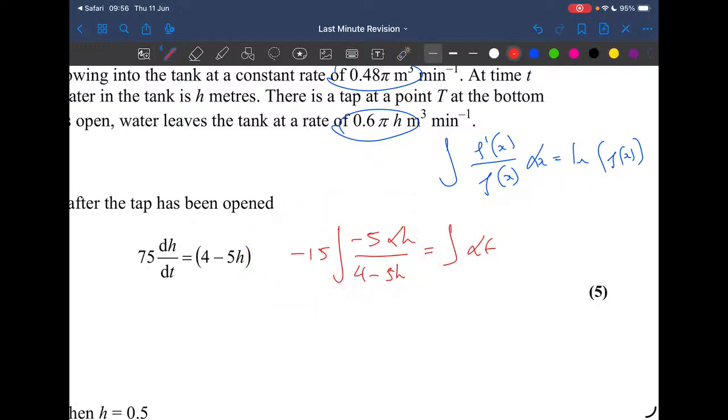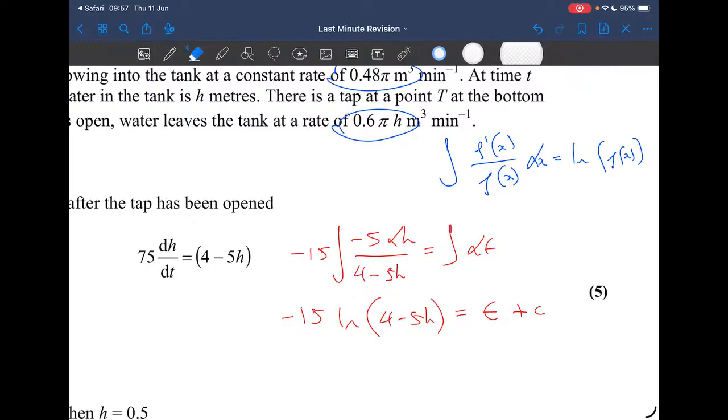And now that entire integral is just going to be the log of 4 minus 5h, and that minus 15 is the coefficient of it, t on the right, plus a c. With the c stuff, since I've got logs, I'm just going to make this log of c. Make my life a little bit easier later on.